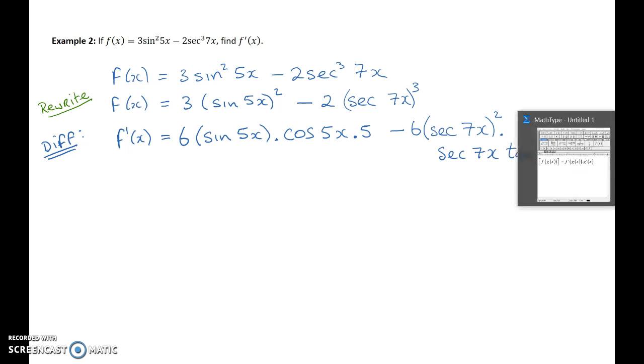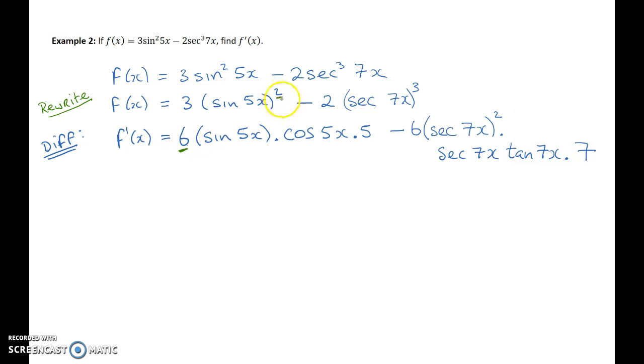Okay, now to see what we've done, the 6 came from differentiating the power, multiplying down by the power. The sine of 5x, we just keep that. Okay, that just stays exactly the same. And then the cosine of 5x comes from sine. And the 5 came from differentiating the 5x. Similarly, over here, a couple more steps.